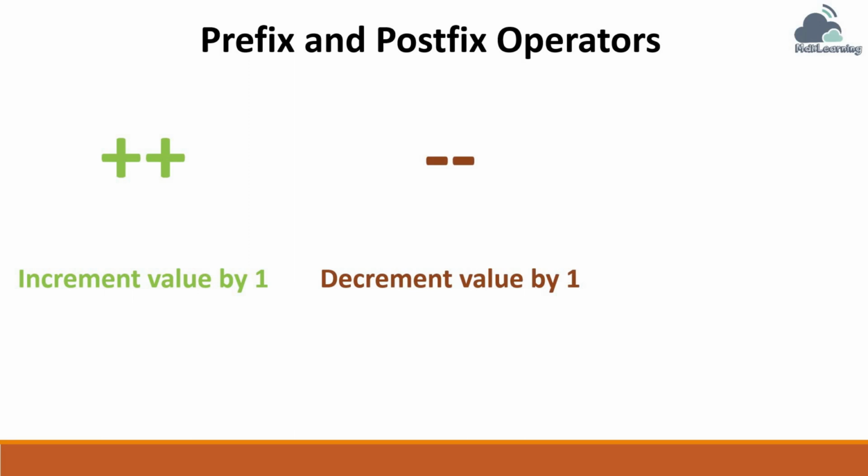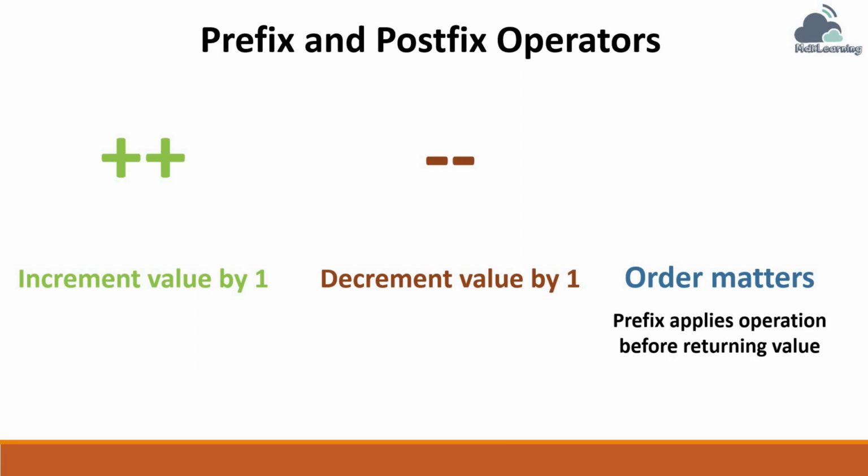Now the order in which you apply one of these operators affects its behavior. If you place the operator before a variable, that's considered using it as a prefix operator. And in that case, it will apply its operation and then return back the result of performing the operation. But if you take the same operator and you place it after a variable, then it's considered a postfix operator. In that case, it first returns back the variable's original value and then applies the operation.